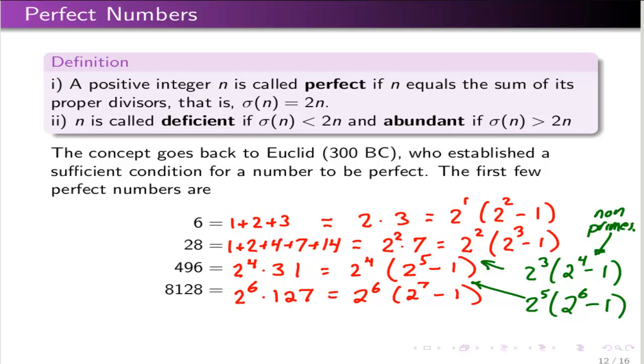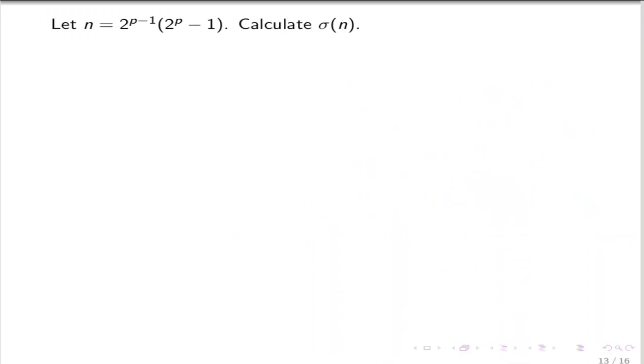So the numbers that worked are the Mersenne primes, right? 1 less than powers of 2. Okay, so let's go ahead and test numbers of this type to see if this always works. So let's let n be a number of the form 2 to the p minus 1 times 2 to the p minus 1. And we'll see as we go along whether we need this to be a prime. Do we need this to be prime? And let's calculate sigma of n.